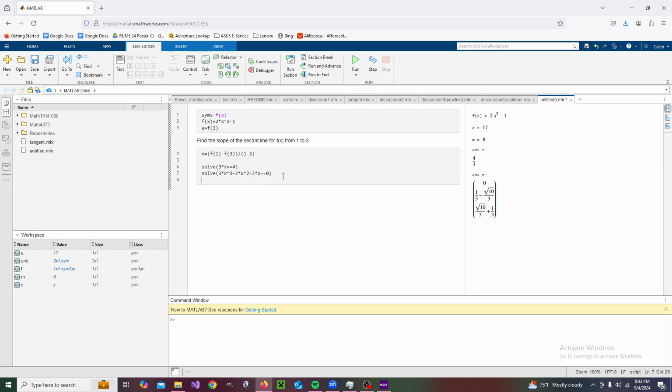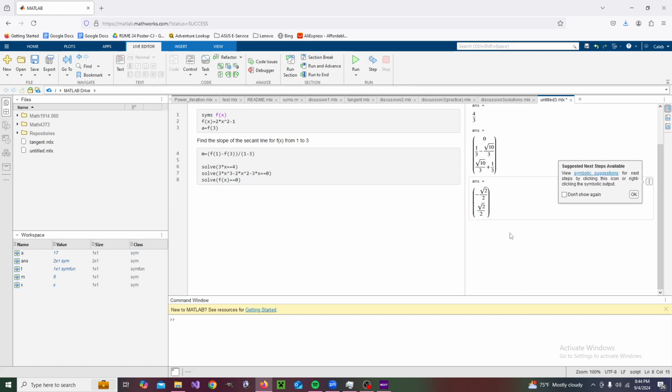And even better, if I have a function that I've already given a name, like f of x up there, well then I can put f of x into solve and say, okay, give me the zeros for f of x. And now as it runs the code, it finds the zeros just like that. Positive root 2 over 2 and negative root 2 over 2. Great. So these are kind of okay.